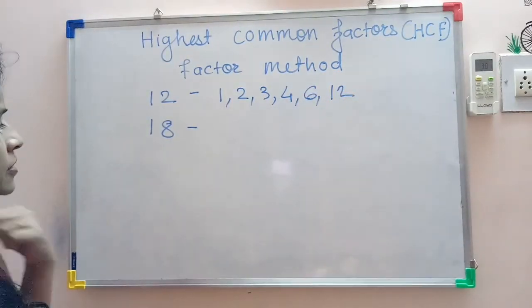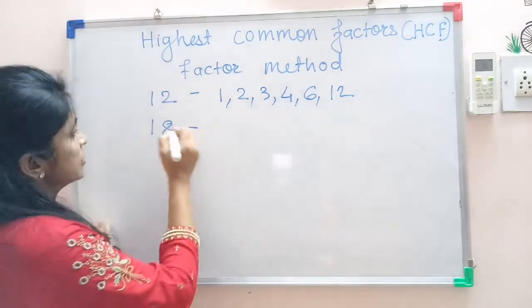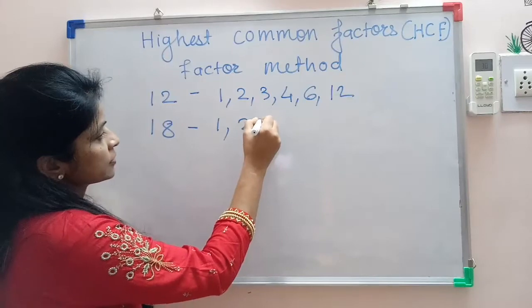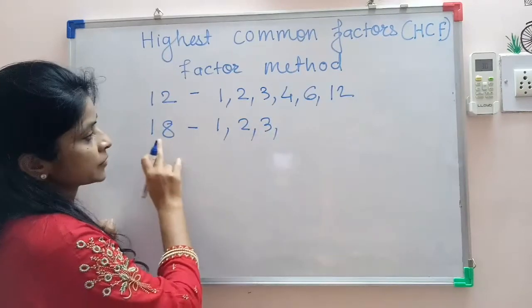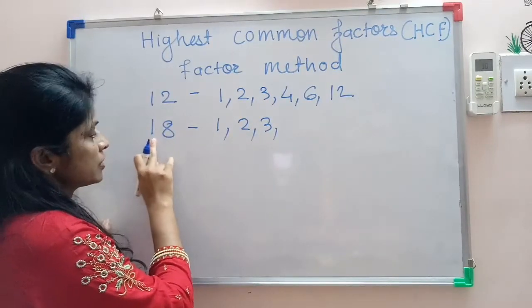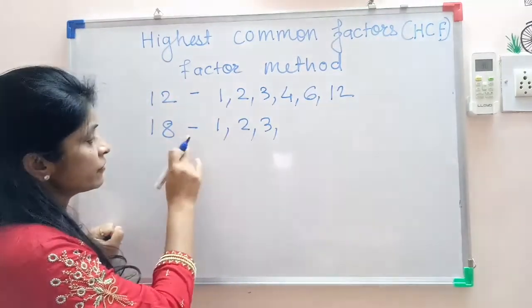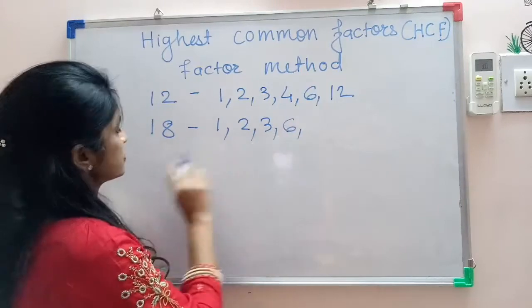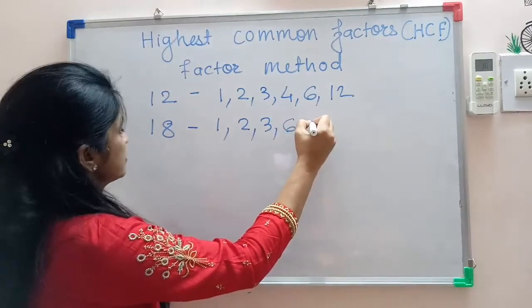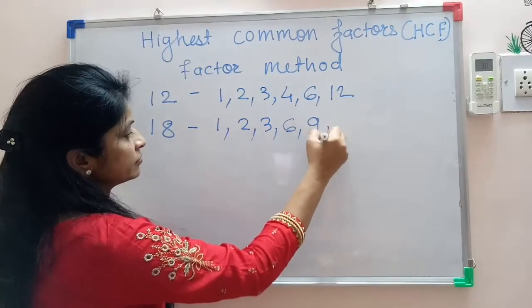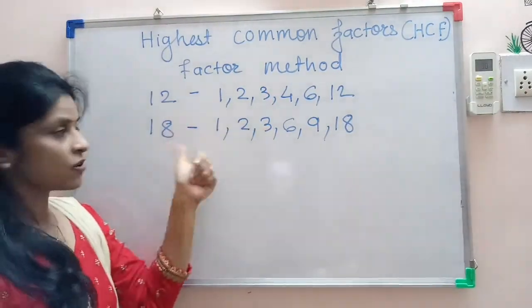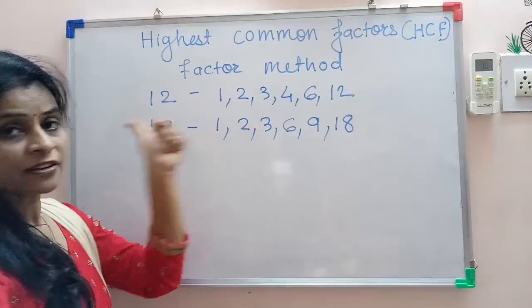Then we will list the factors of 18, that is 1, 2, 3, 4 is not the factor of 18, 5 is not the factor of 18, 6, after that 9 and 18. Now these are the factors of 12 and 18.